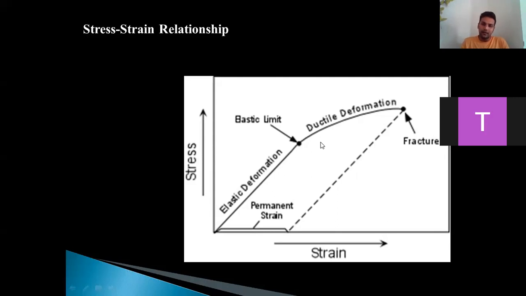So the most important things we learn from this diagram are the elastic limit, plastic limit, and the fracture point. Before the elastic limit, the rock can attain its original shape and size. If you cross the elastic limit, you will not be able to regain its original shape and size, and permanent strain will develop. And if you cross the plastic limit, the second point, then there will be a fracture. It is also called the fracture point, where there will be a breakage and brittle deformation can be observed.